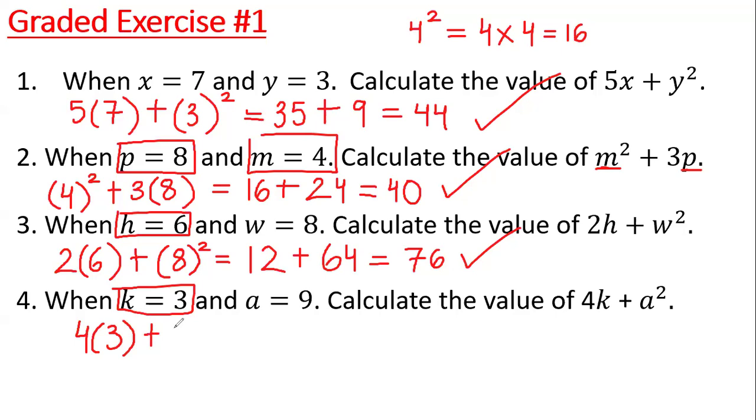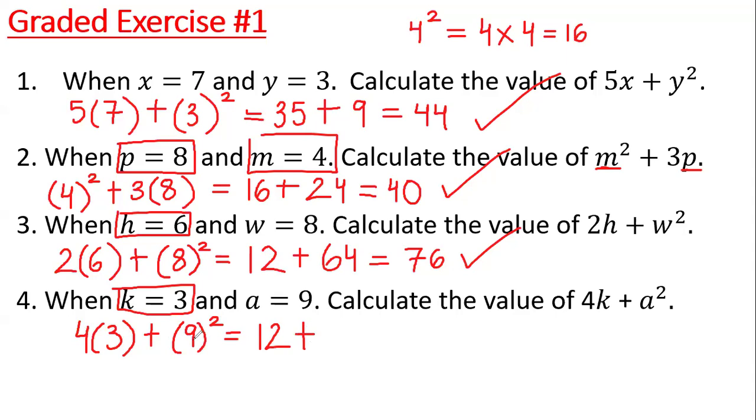Okay, so 4 times 3 plus 9 squared. Why do you have 9? Because A equals 9. Very good. And Christian, what is 4 times 3? 12. Isn't it interesting that we have 12 again? Because 2 times 6 is 12, and then 4 times 3 is also 12.